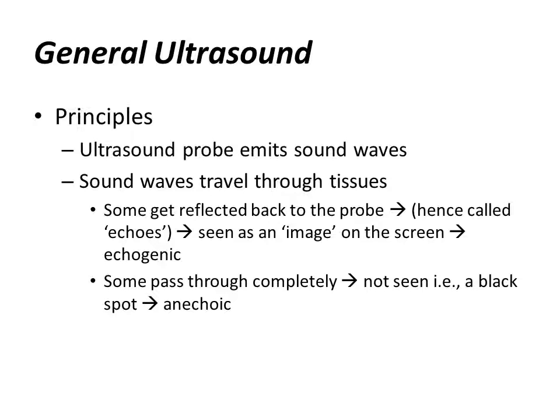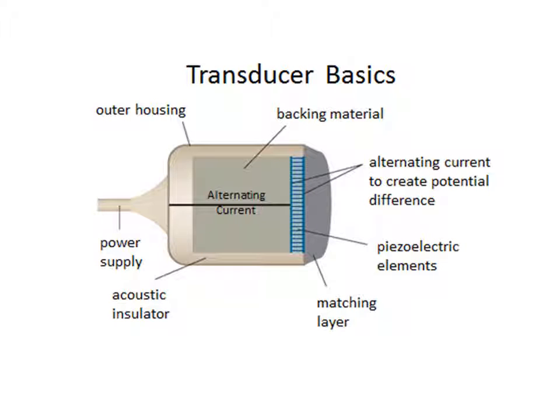Some tissues are a bit different. They do not reflect the ultrasound waves back to the transducer, and we can't see them on the ultrasound. So those tissues are anechoic.